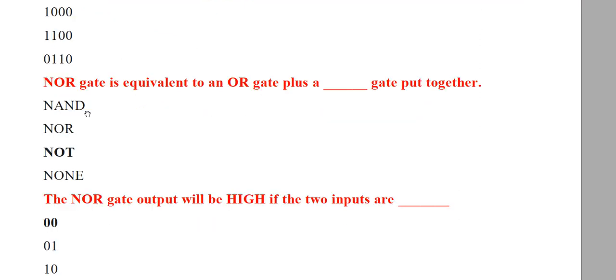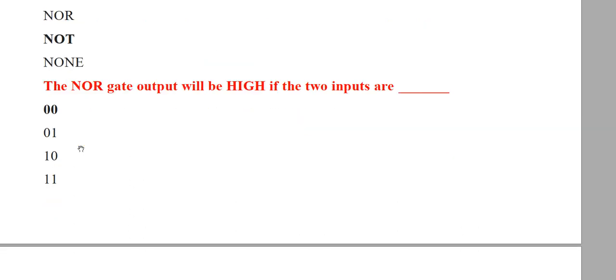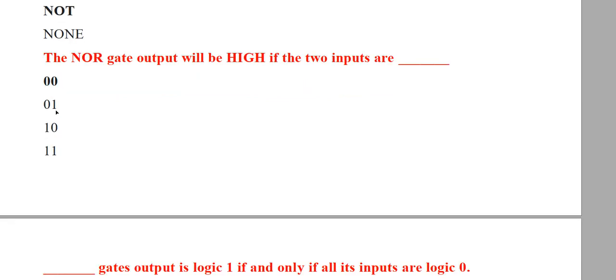Next, NOR gate is equivalent to an OR gate plus dash gate put together. So of course, what is NOR? It is NOT plus OR. So correct answer is NOT. NOR gate output will be high if 2 inputs are. Yes, again you have to use the truth table. So what is NOR gate? NOR gate truth table says if case is 0 0, then the output is 1, otherwise output is 0. So for output to be high, both the inputs should be 0 0. So again inputs are 2 bits, so you have to consider the table for 2 bits only.